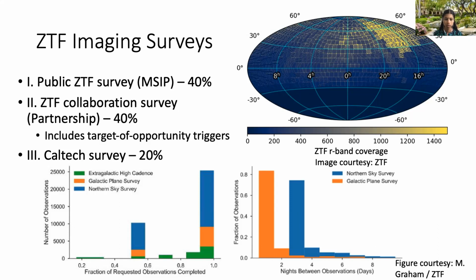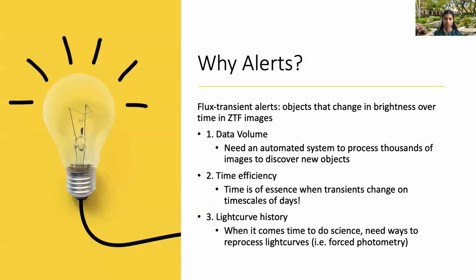So once we have obtained all of these images, what do we do with them? So the ZTF system works to detect flux transient alerts, which are objects that change in brightness over time in ZTF images. And these alerts are distributed automatically in a very efficient fashion.